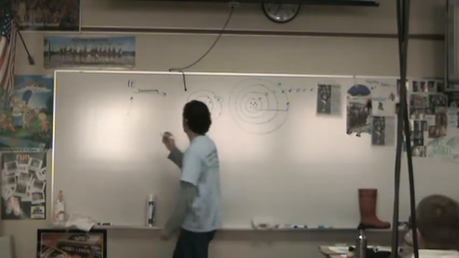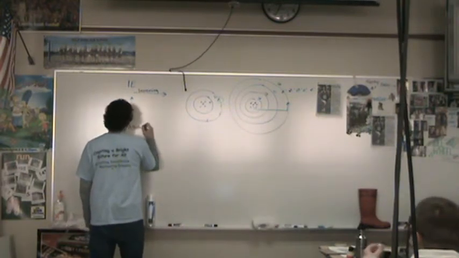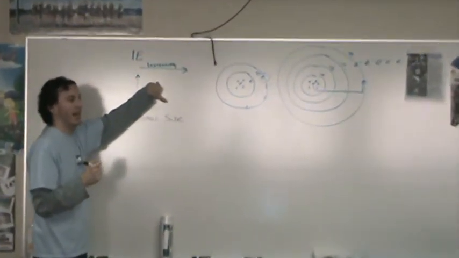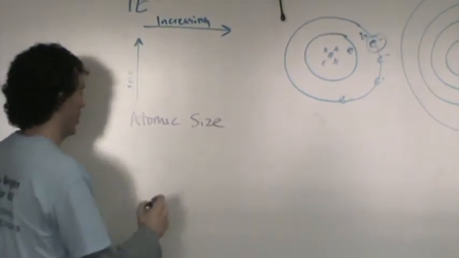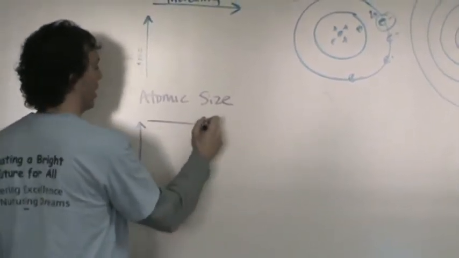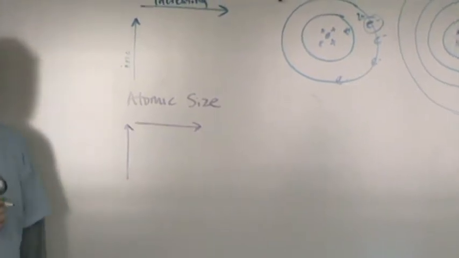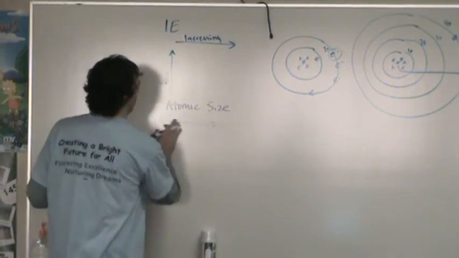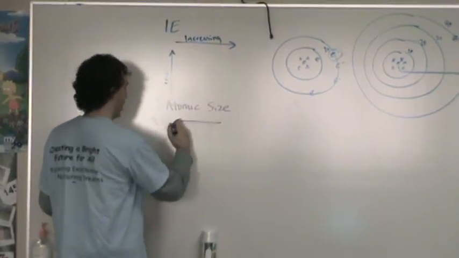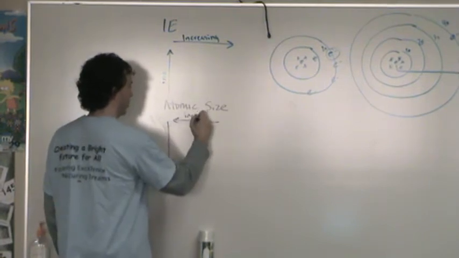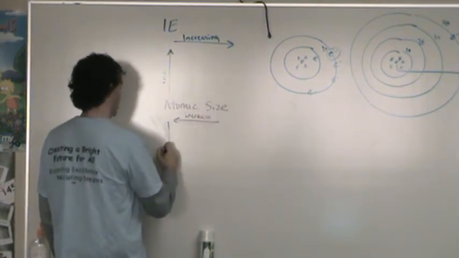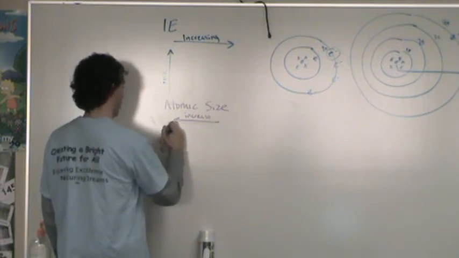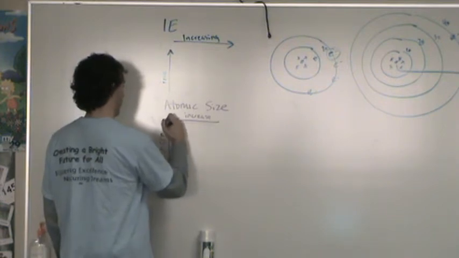Okay, atomic size. Atomic size or atomic radius is going to follow the same trend as ionization energy. Actually, it's the opposite trend, my fault. Atomic size is going to decrease this way. Put the arrow the other way. So it's going to increase this way and increase this way. So the bottom left would be the best one. Yes, this is the best one.